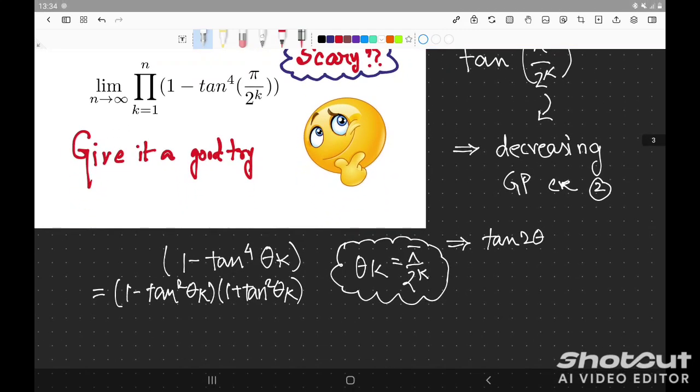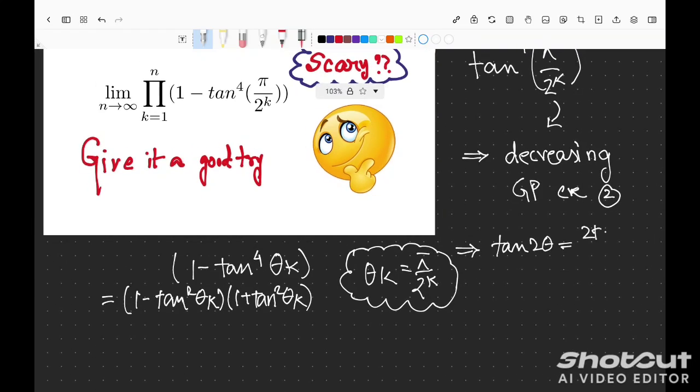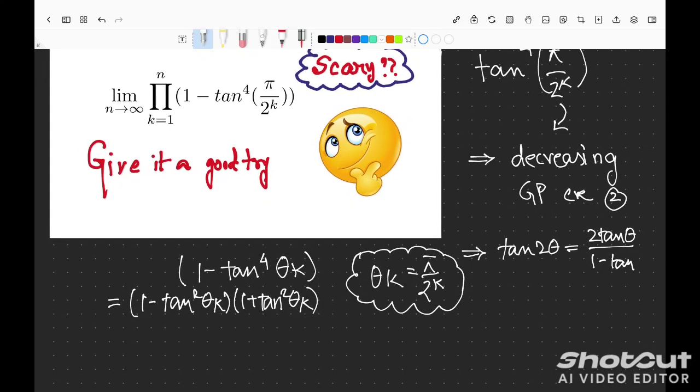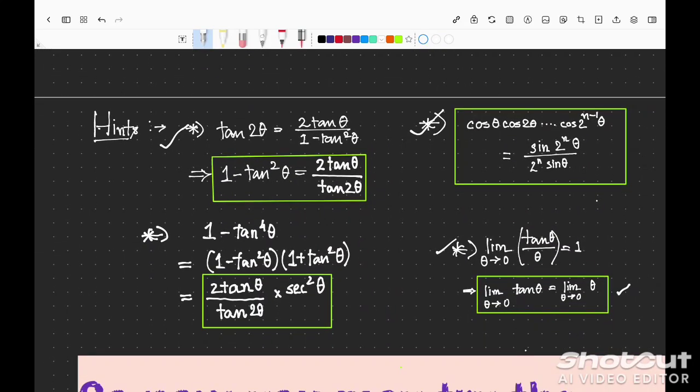And in tan of 2 theta, we all know that it is just equal to 2 times tan of theta divided by 1 minus tan squared theta. So we all know this expression for tan of 2 theta. I can just substitute the value of 1 minus tan squared theta in the numerator and denominator. That's what I have done in the first hint, as you all can see.